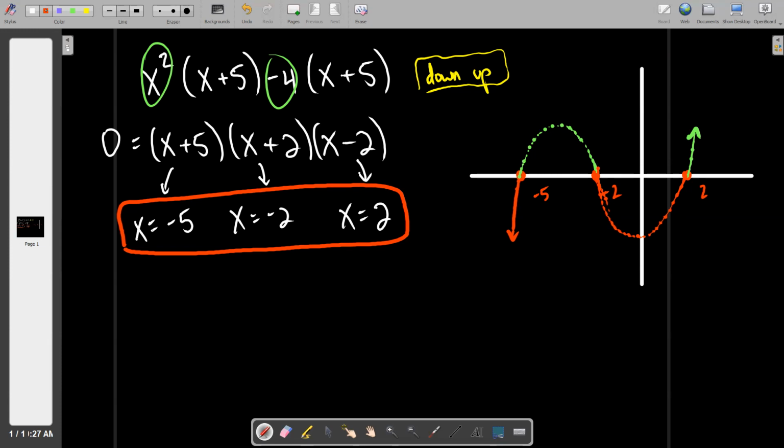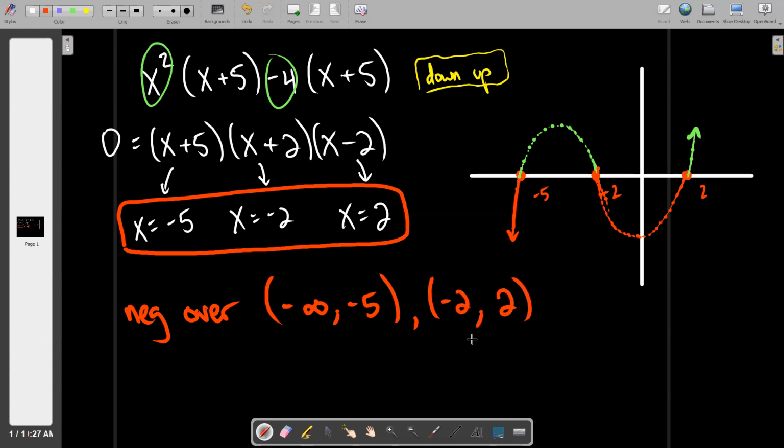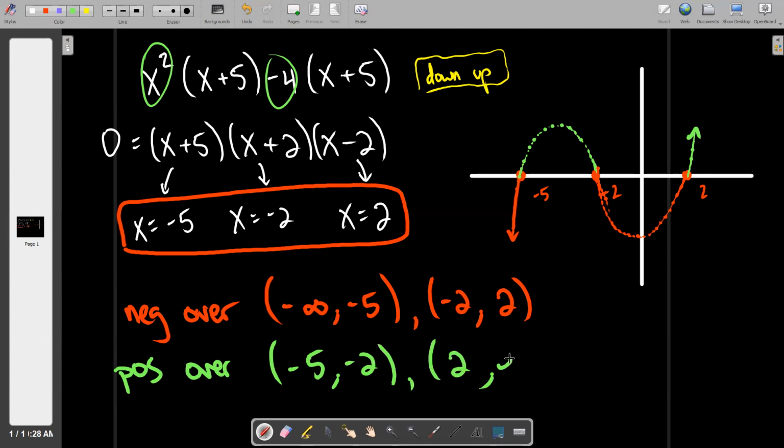So we're going to say the graph is negative over the intervals from -infinity to -5, comma, and then the other interval is from -2 to +2. And then the graph, of course, is positive over the intervals from -5 to -2, and also from 2 to infinity. Any questions on number one? Okay.